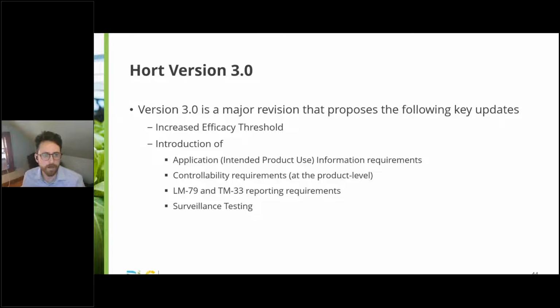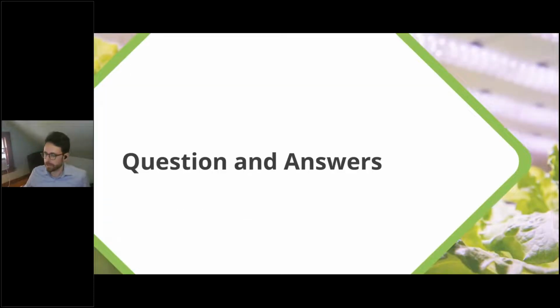Just to review here, the major updates are the increased efficacy threshold, the introduction of the intended product use requirements, some expanded controllability requirements at the product level, the new reporting requirements for LM79 and TM33, and the surveillance testing program. So now I think we've got plenty of time to move on to some Q&A.